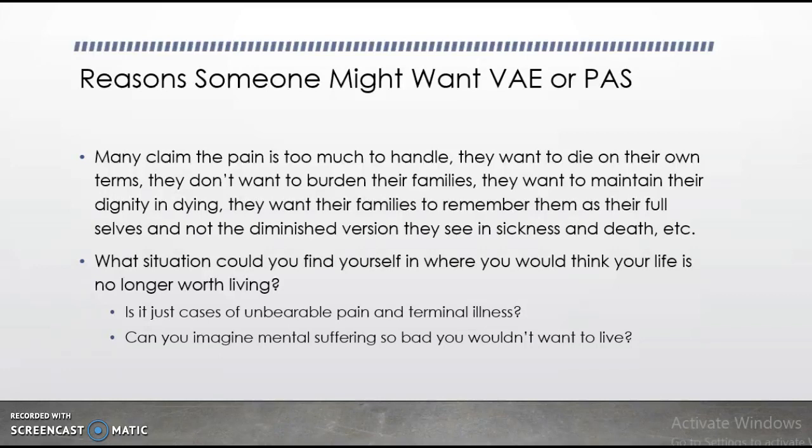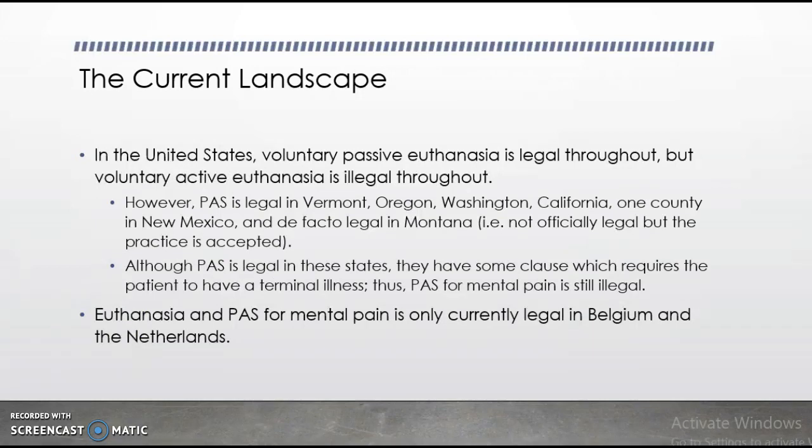So one thing you should think about is, could you ever find yourself in a position where you think your life is no longer worth living? Would that just be for you in cases of unbearable pain and terminal illness, or could you imagine the mental suffering getting that bad? And then finally, just so you can know where we're at, in the current landscape in the United States, voluntary passive euthanasia is legal throughout, but voluntary active euthanasia is illegal throughout. Right? So in no state in the United States are you allowed to have voluntary active euthanasia legally.